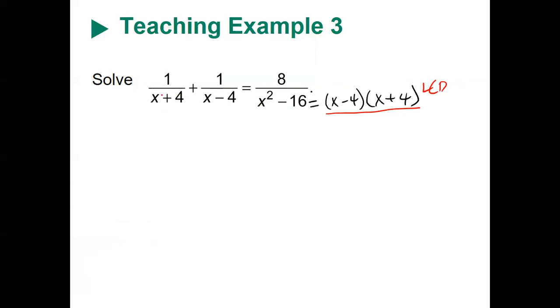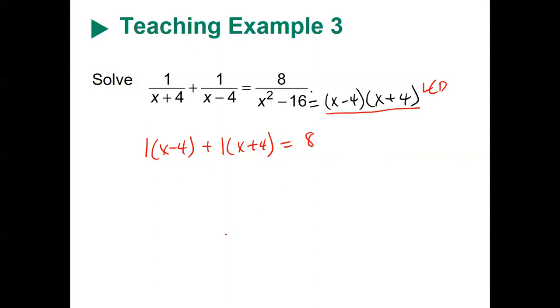So what is the first term missing? x minus 4. So I'd have to multiply 1 times x minus 4. What is the second term missing in order to look like this? x plus 4. So I have to multiply by x plus 4. And is this one missing anything? Nope, because that's where the LCD is.